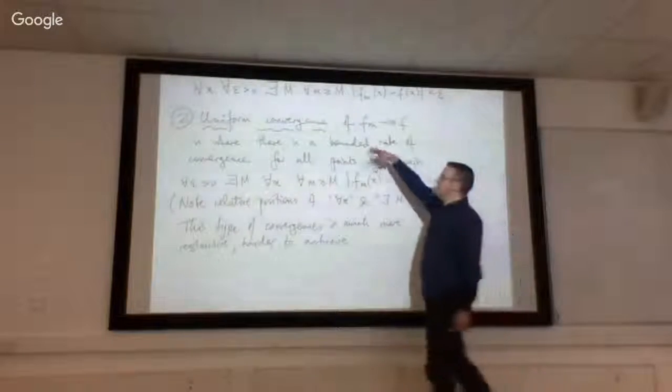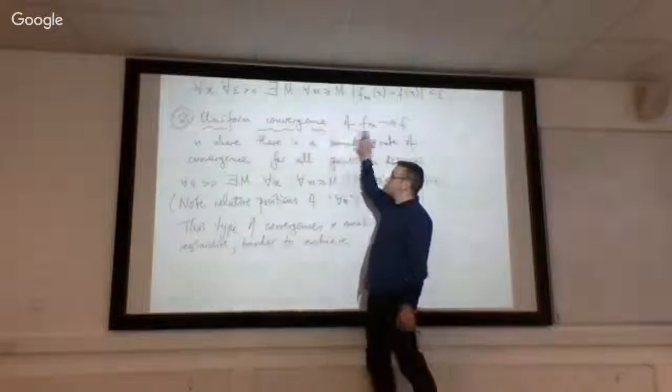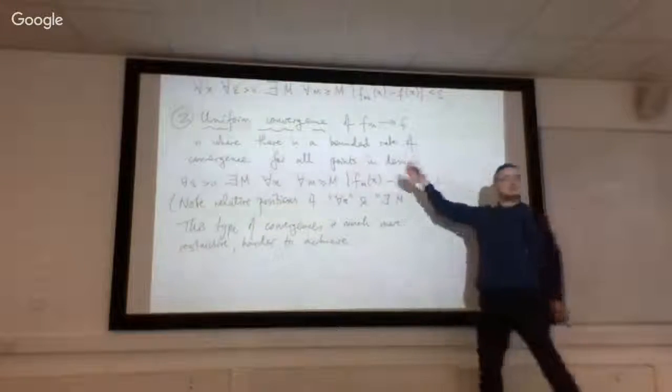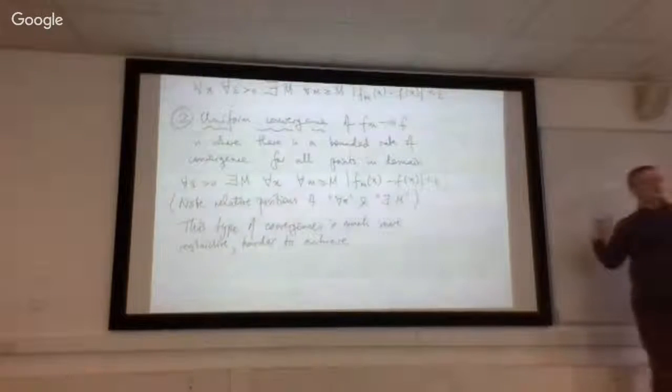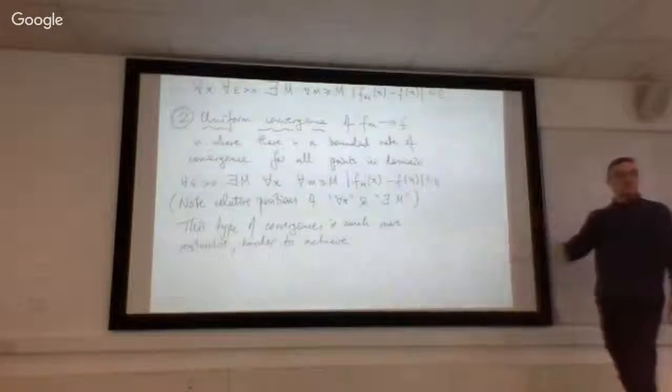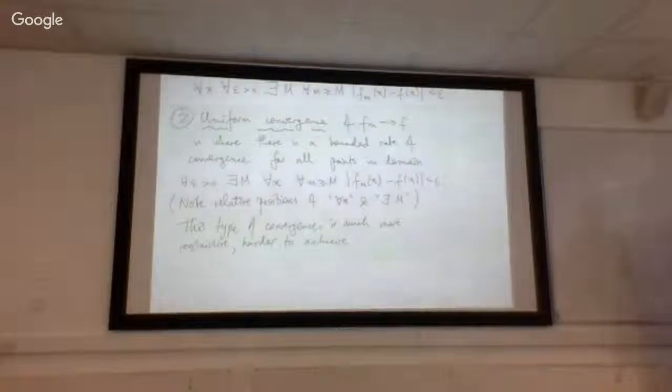Any sequence of functions which is converging uniformly is converging pointwise. Okay? But not every sequence of functions that converges pointwise is converging uniformly. Okay? So that example of the square wave function, which we saw before, is a non-uniform convergence.